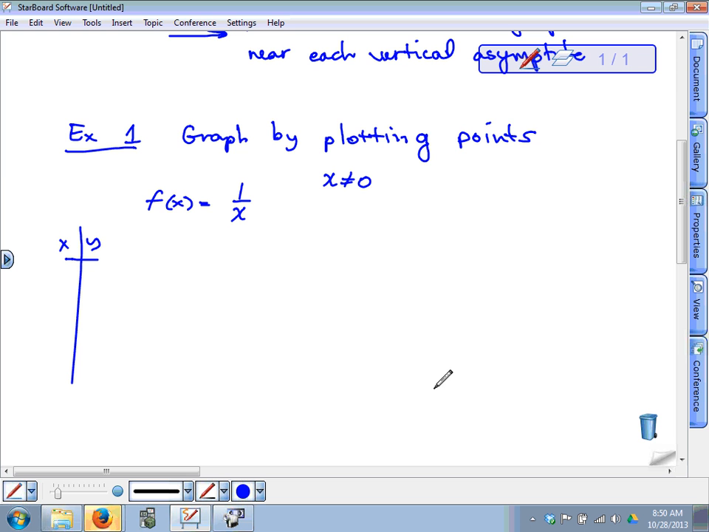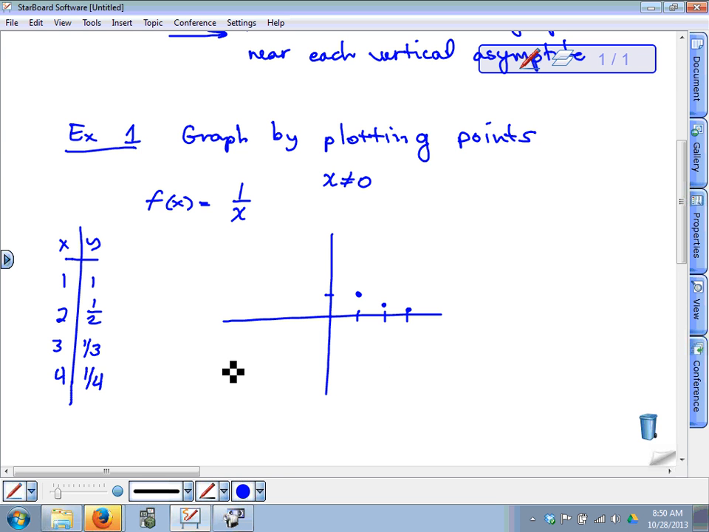Now that we know x cannot equal 0, start yelling out some points for x. 1 is going to be awesome. 1 divided by 1 is 1. So there's our very first point. Yay, that was easy. If x equals 2, then what do we get for y? 1/2 or 0.5. If x equals 3, we get 1/3. If x equals 4, obviously we're going to get 1/4.